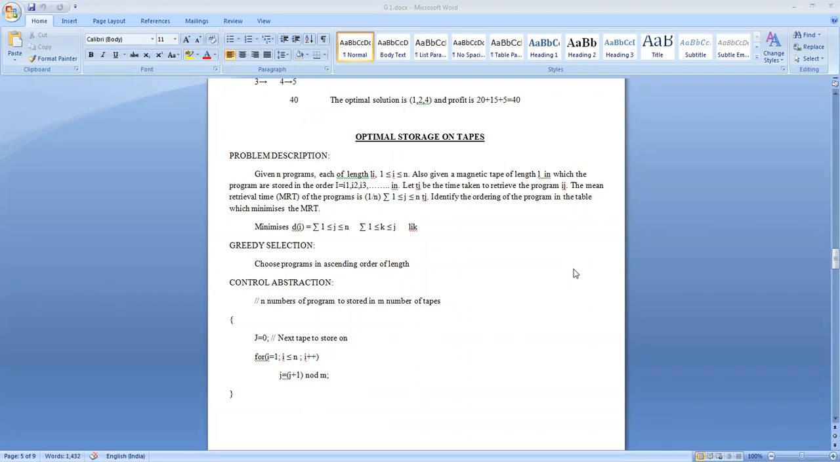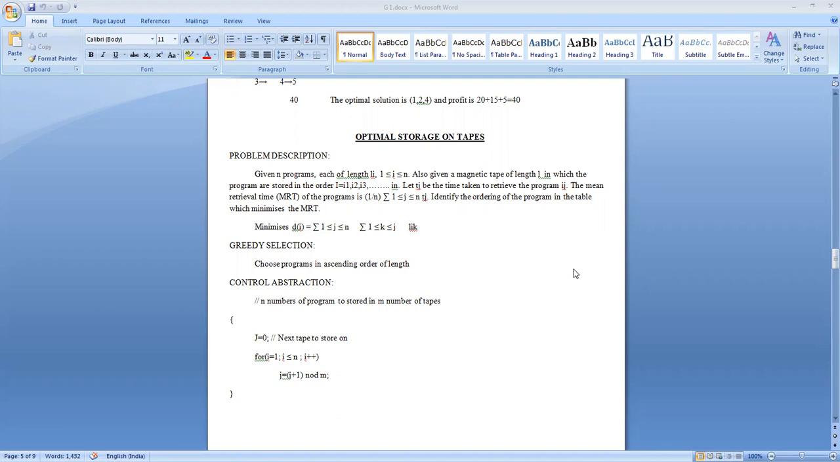The elements of the solution set should satisfy the constraints and contribute a value to the objective function. Your aim is to maximize or minimize the objective function depending on the nature of the problem. And that's what we have discussed about the greedy method.